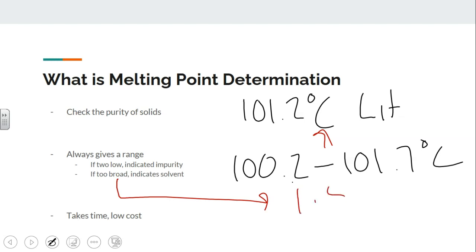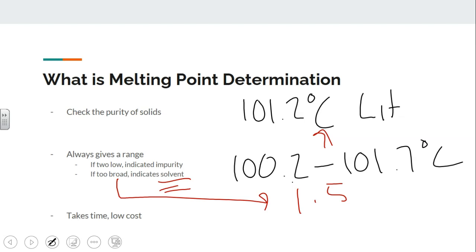It's 1.5 degrees between the bottom and the top. This means that there's something in it causing the melting point to spread out, and typically that's a sign that there's solvent in there.